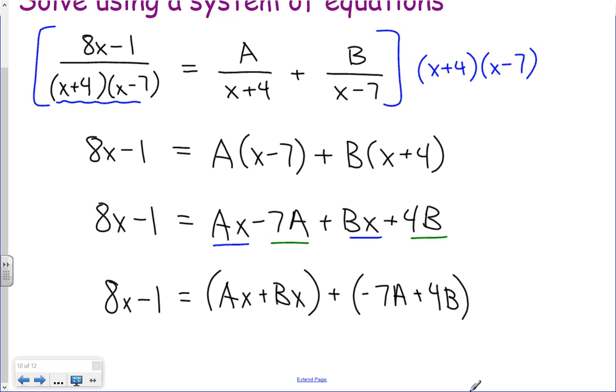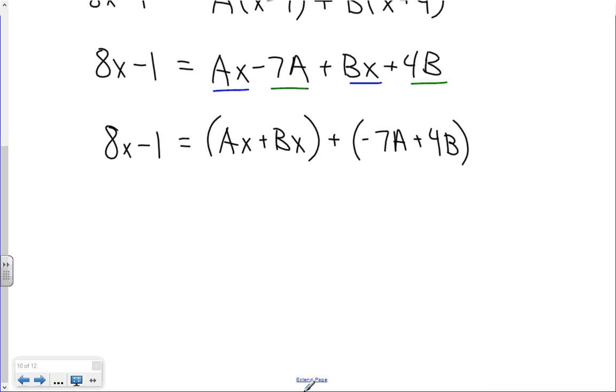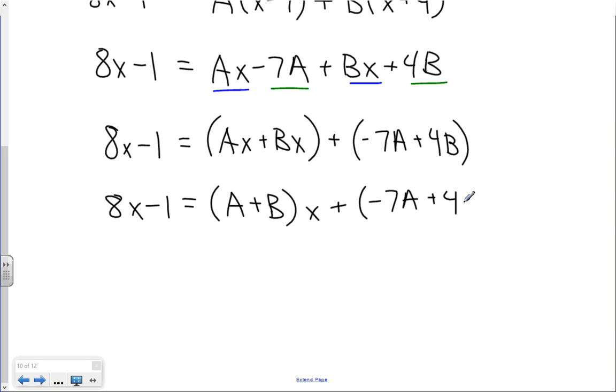And I'm going to rewrite the first part of this one last time here. So I've got 8x minus 1 on the left side. Since each of these terms here in the first associated pair have an x in it, let's factor out that x. In fact, I'll factor it out and put it at the end here and write this as a plus b. That quantity is multiplied by x. And then plus negative 7a plus 4b.